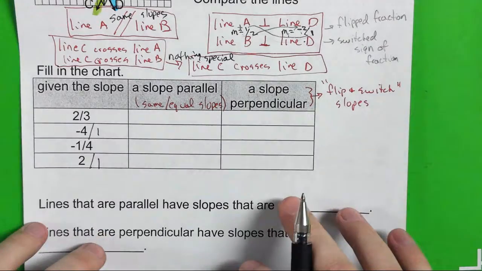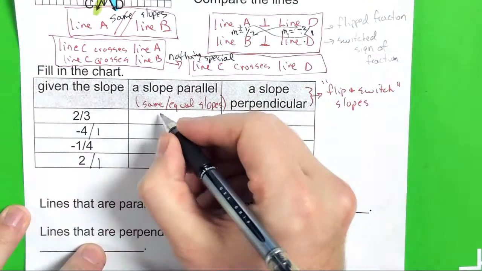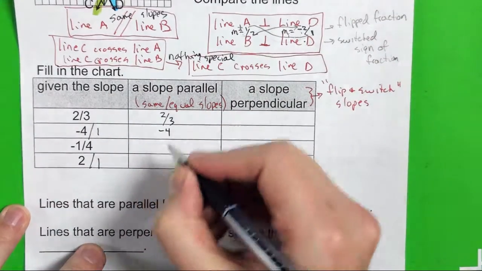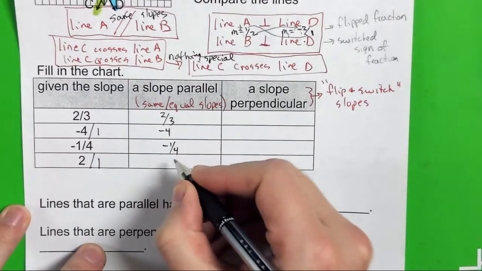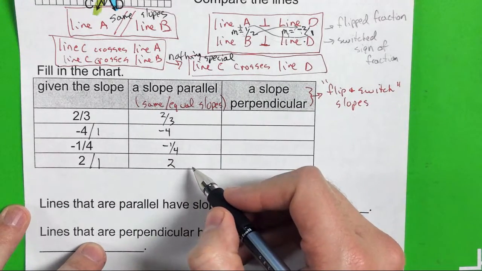Okay, let's go through it here. These are all the same. So 2/3, -4, -1/4, 2. Okay, if you want to write them with the ones on the bottom in these cases, you can.